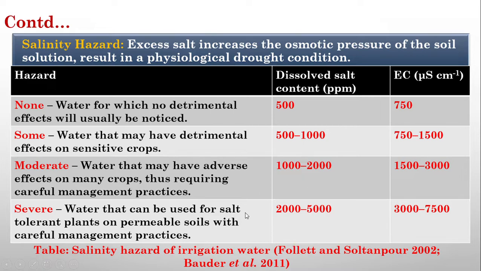And when the dissolved salt concentration is 2000 to 5000 ppm and the electrical conductivity is 3000 to 7500 microsiemens per centimeter, then that water cannot be used for plants. It can cause severe hazards for the plants. So these are the categories of hazards which can be caused due to salinity. It can be termed the salinity hazard of irrigation water. This table is taken from Follett and Soltanpour 2002, and Bauder et al. 2011 has also represented this table. So this is the first parameter by which the irrigation water is classified by USSL.